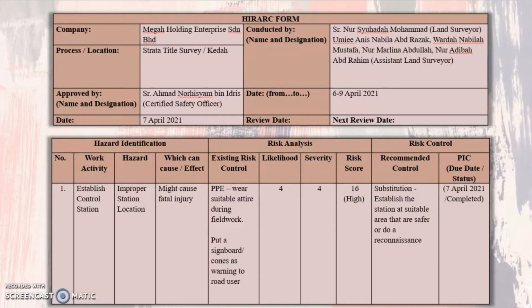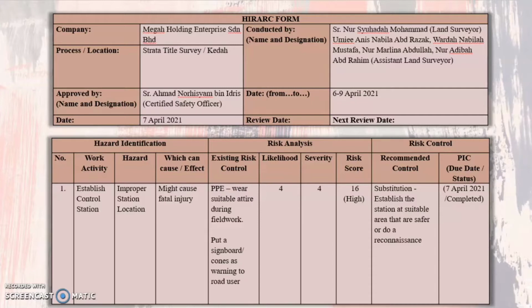Moving on to the next part, the risk analysis form consists of existing risk control and risk assessment. As for existing risk control, the workers are highly recommended to be equipped with personal protective equipment (PPE) by wearing suitable attire during the field work. For example, wear a brightly colored vest to avoid being knocked off by vehicles and shoes to avoid slipping and so on. Furthermore, the workers should create a safe working environment by placing a signboard or cones as a warning to road users if they are working beside the busy main road, so the road users can get a heads up of what is in front of them.